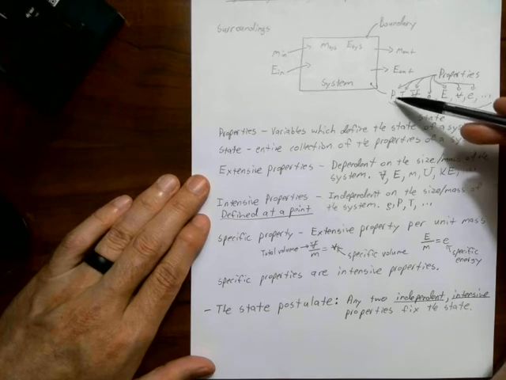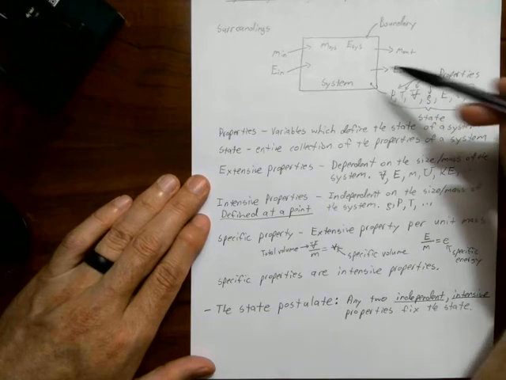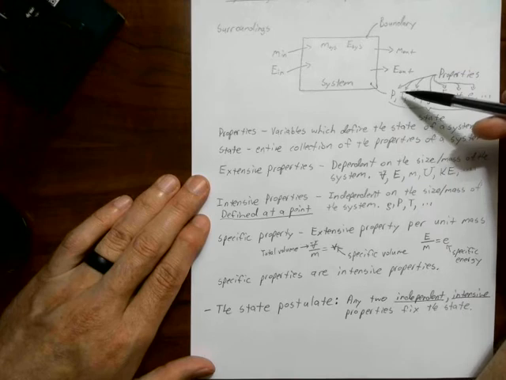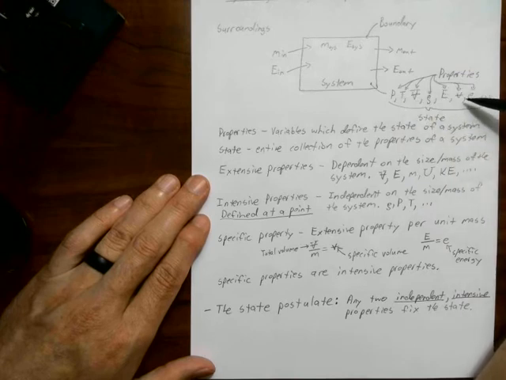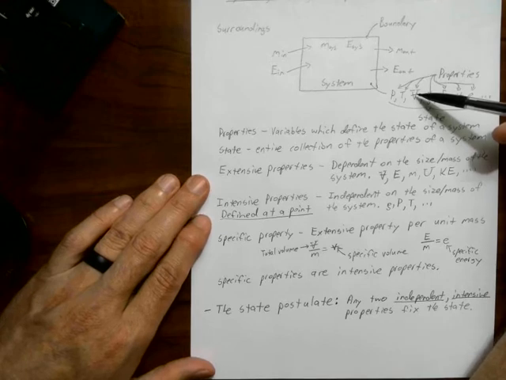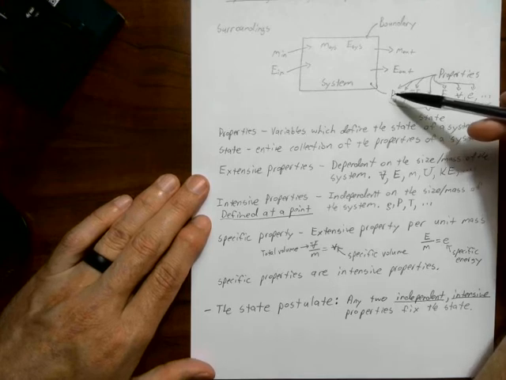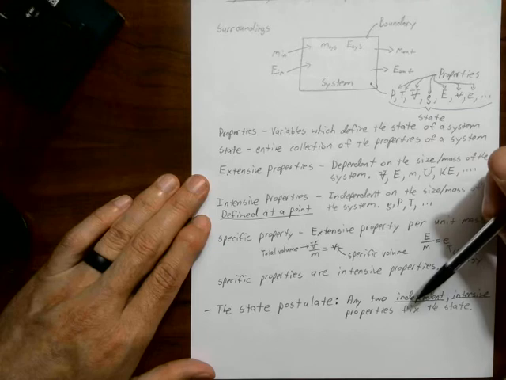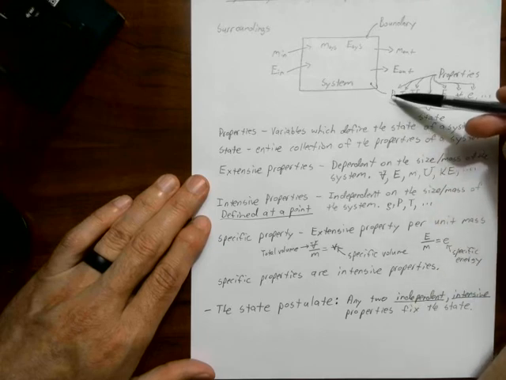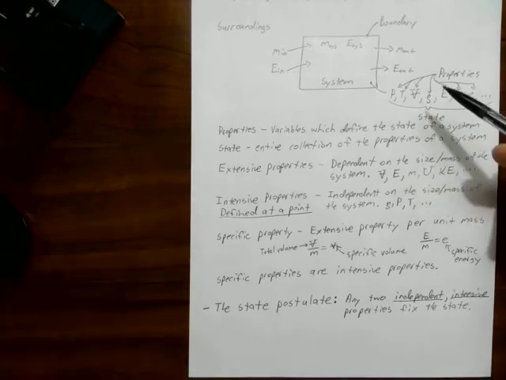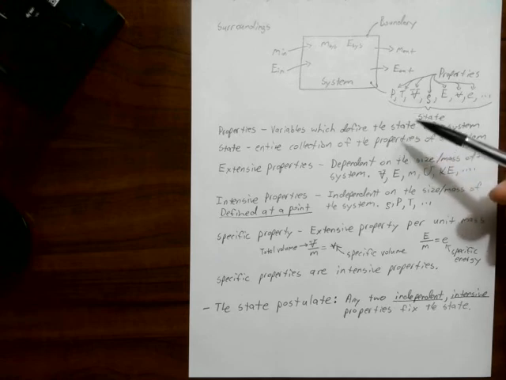If I give you the pressure and the specific volume, and I tell you what substance is in the system, you're going to know the temperature, the density, the specific energy. I'll have to tell you the size of the system for you to know things like the total volume and the total energy. But to fix the state, I just need to give you two independent intensive properties, and maybe some information about the size.